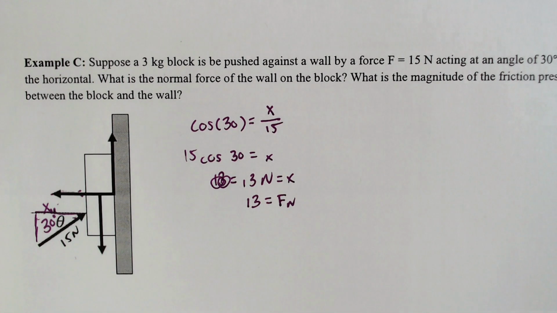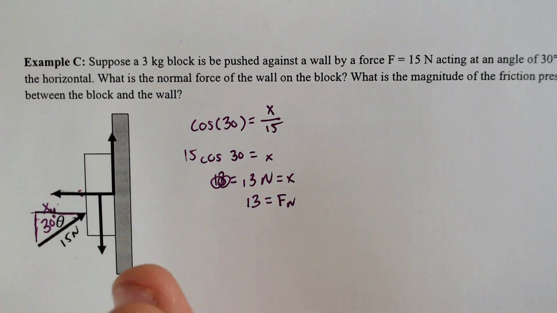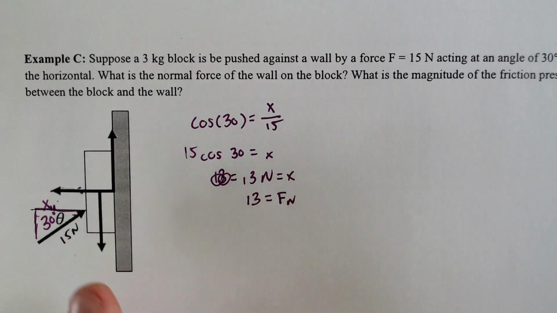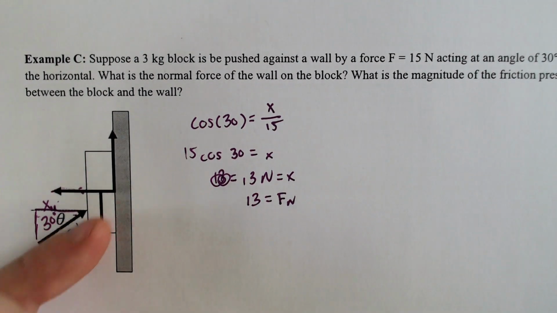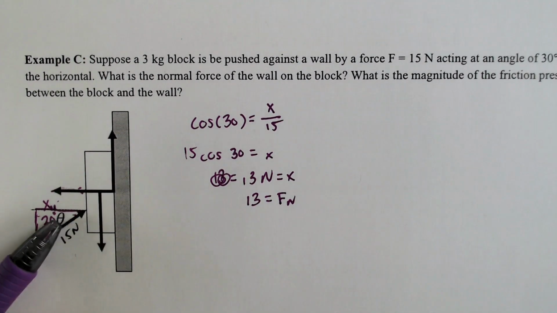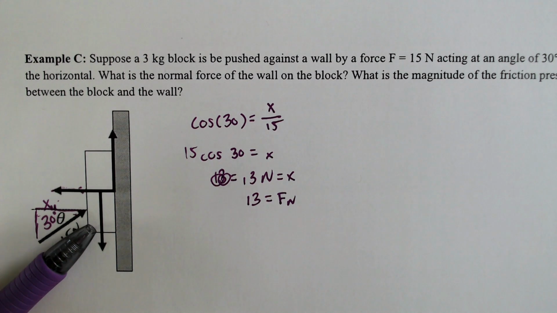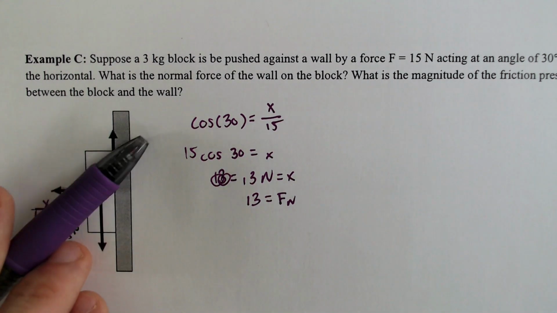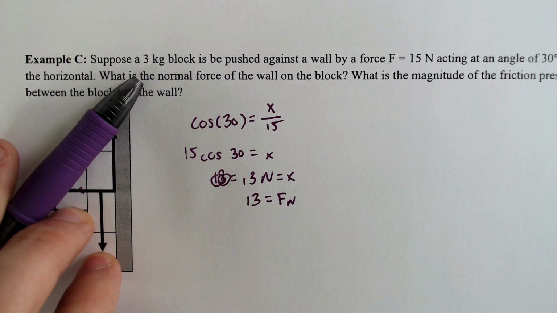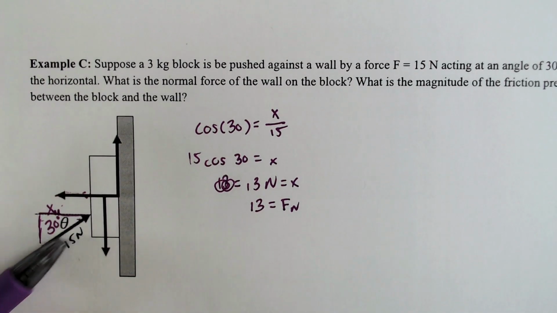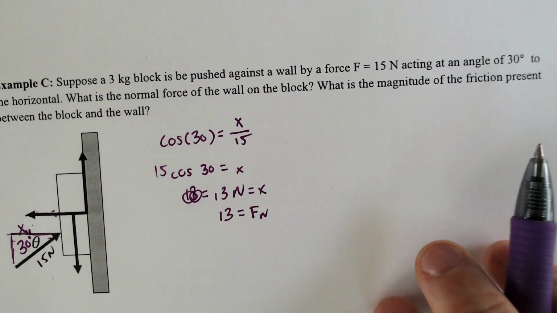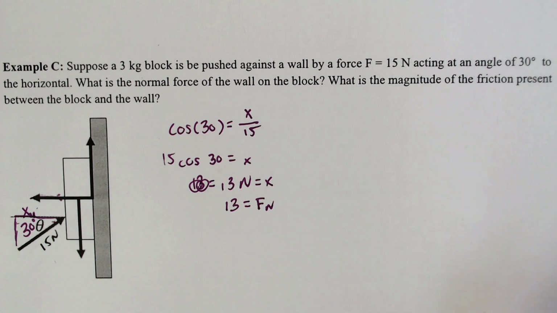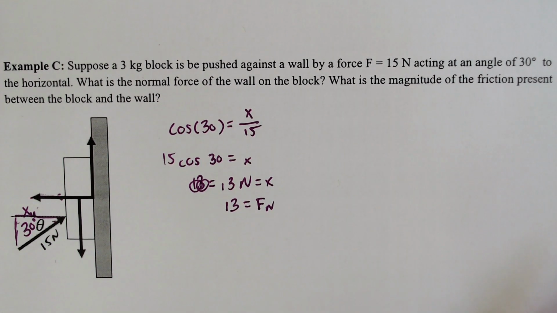Remember that these are static problems, so it's not actually moving upwards. We are pushing against this block as hard as we can in this direction, and it isn't going anywhere. This must be a very heavy 3 kilogram block, or maybe it's a little tiny bug trying to push it up. Okay, so what is the magnitude of friction? The friction has to completely cancel out all of this.